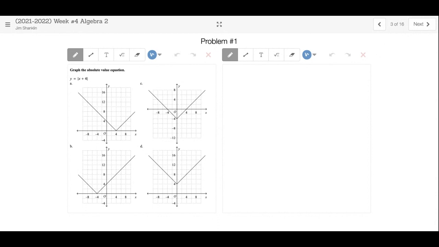Why do I agree with B? Because it's inside the absolute value. When it's inside the absolute value symbol, it shifts left or right. If it's on the other side of the absolute value, then it moves up or down, right? So it's plus 4, which means it's going to move to the left 4. So I agree that the answer is B.